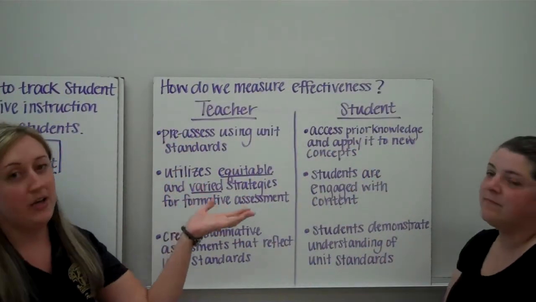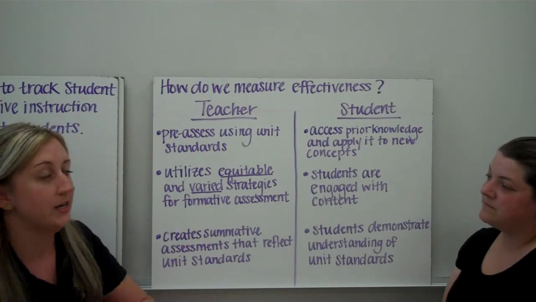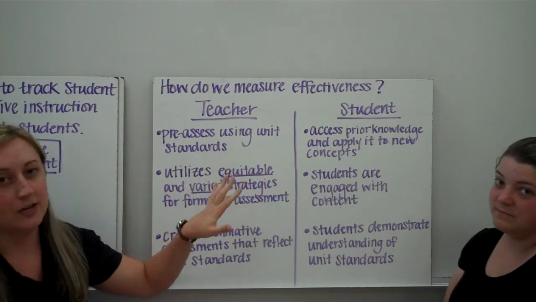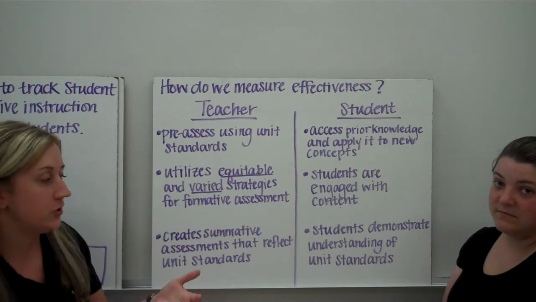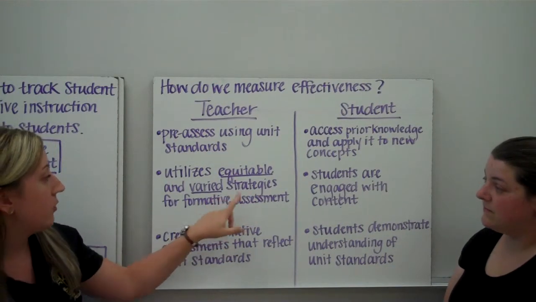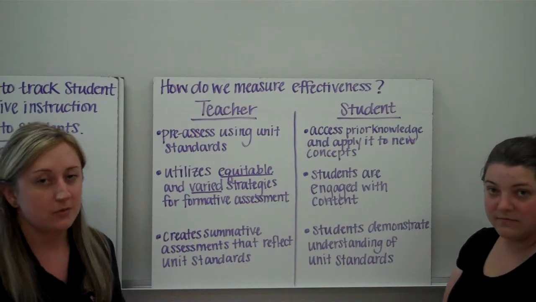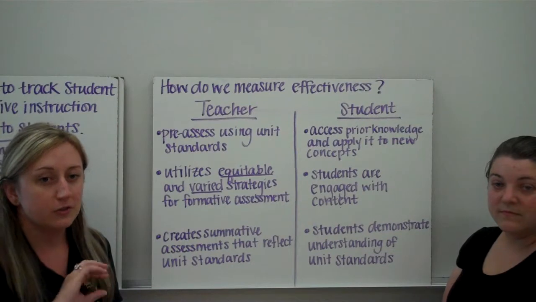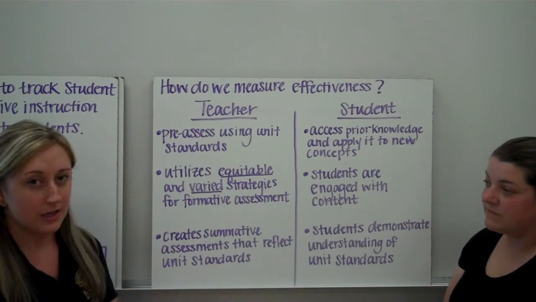Okay, so how do we measure our effectiveness? And we looked at this from both the teacher and the student side. On the teacher side, we are going to pre-assess using unit standards. So we want to throw out the standards and see what they already know about what we're going to teach them. Then we want to utilize equitable and varied strategies for formative assessment. So changing up the ways that we teach, using different activities, making sure they're varied so that the students are challenged, but also that they're varied in order to meet all the needs.